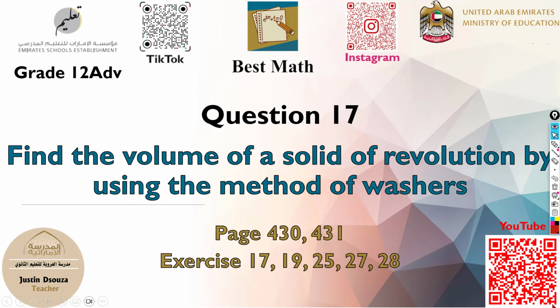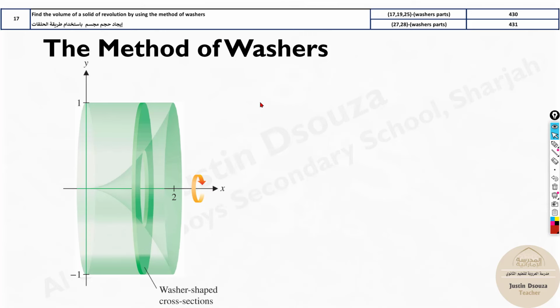Question 17 is to find the volume by the method of washers. It is very important which method is used, because question number 3 is the same problem but with the method of discs. In this video we will see the difference between both of them. The method of washers is used when a hole is created.